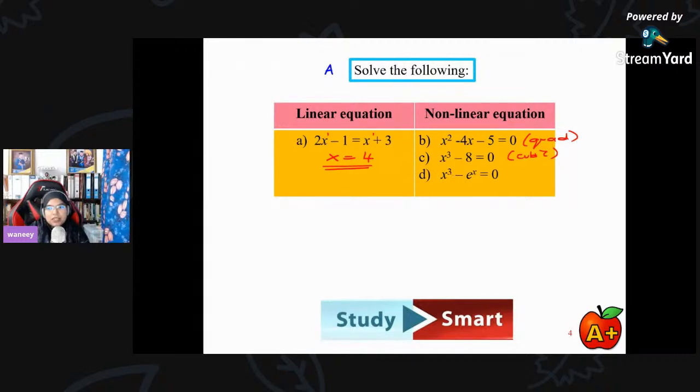And then if let's say we have x cubed minus e^x equal to 0, how can we get the value of x? Okay, so let me give you around 20 seconds to try to use your calculator. Can you tell me what is the value of x for x squared minus 4x minus 5 equal to 0? If you try to solve it, what will be the value of x? x squared minus 4x minus 5 equal to 0.